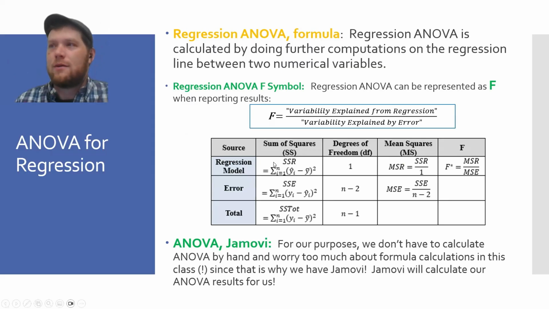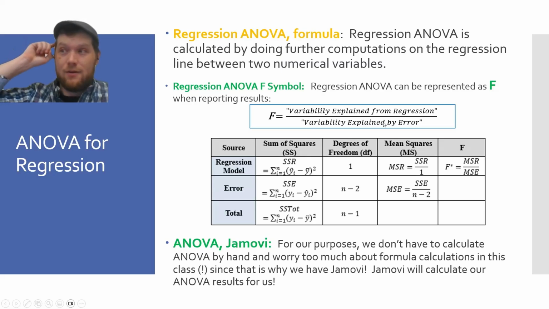This ANOVA talks about how much of the variability is made by the regression, how much is just random error, and how much is in the y variable. The F statistic that's computed becomes the average variability explained by the regression compared to the average variability explained by the error.